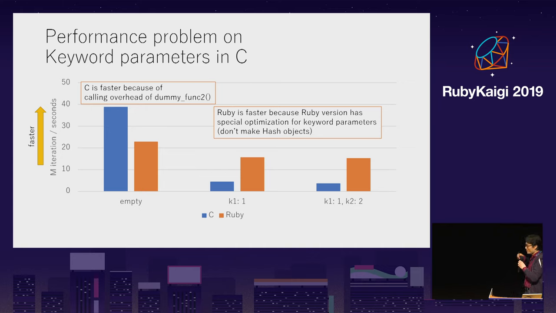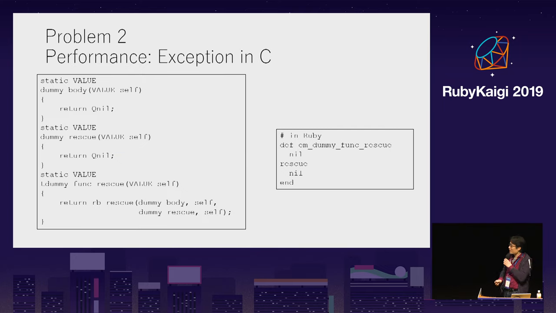But if we pass the keyword parameter, then the C implementation is very, very slow. The Ruby implementation is much faster because it has several optimizations. We don't need to create the hash object to pass the keyword parameters. In other words, we need to create a hash object each time to pass the keyword parameter to the C method.